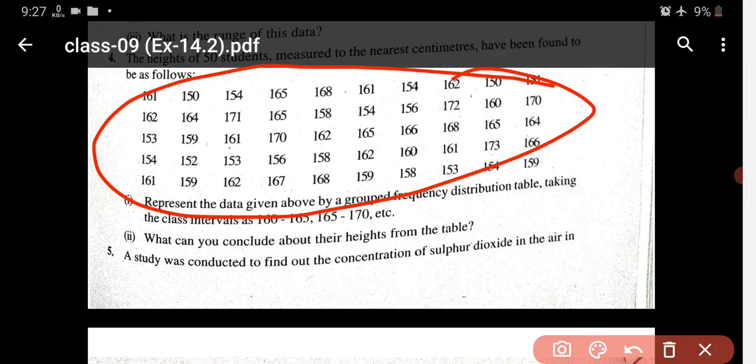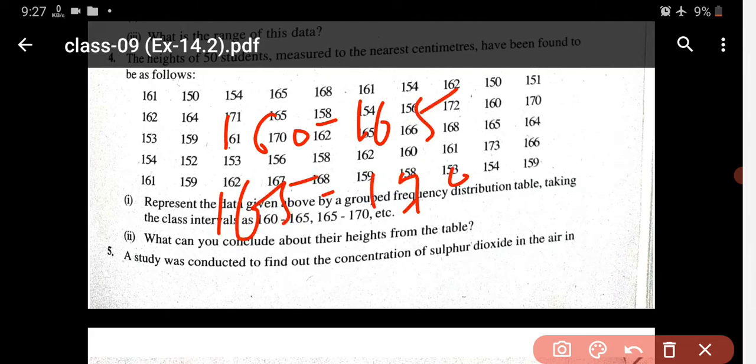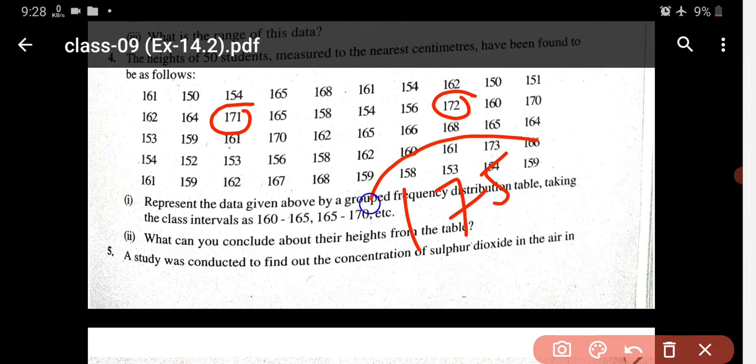Again you have to make a group frequency distribution table taking class intervals 160 to 165. How will you make it here? Like that: 160 to 165, and then 165 to 170, and then 170 to 175. Like that you have to take. And what is the last value? Where is the highest observation? Just see, 171 I see here. I think 171 is the highest, or someone else? Just check. 172 I get here now. Okay, I think 172 is the highest, so up to 175 you have to take.